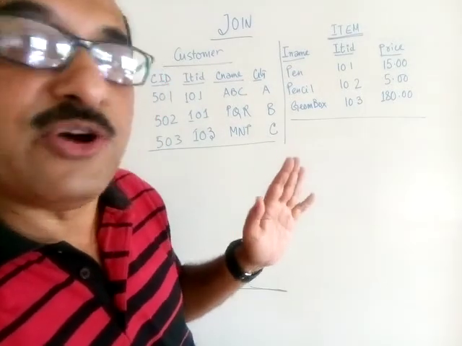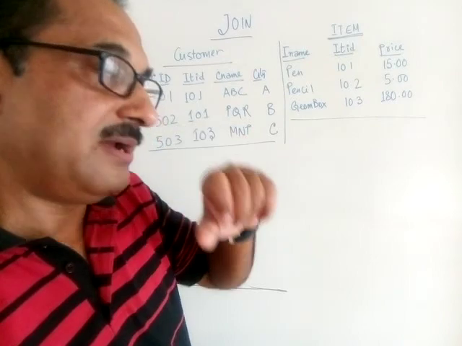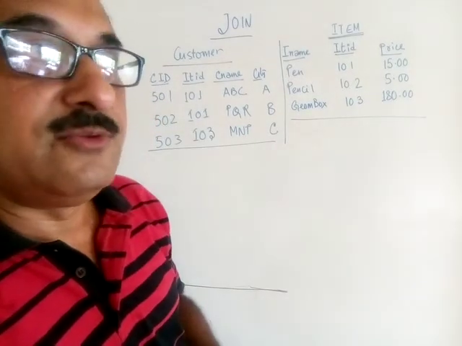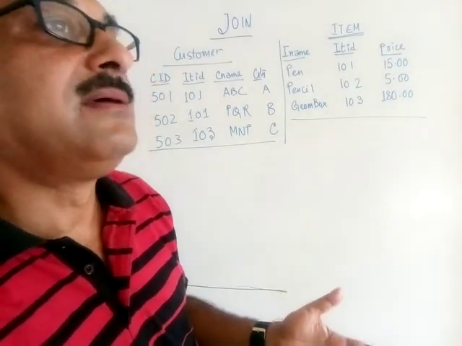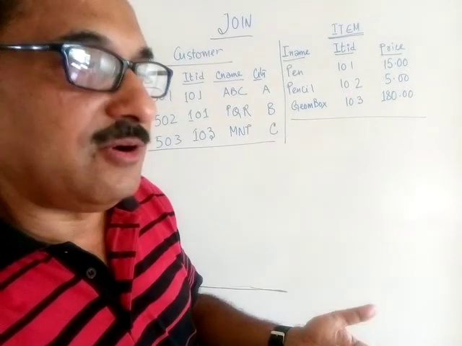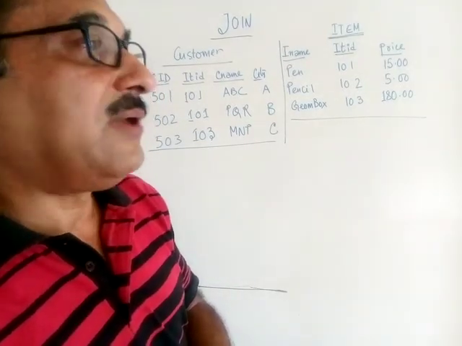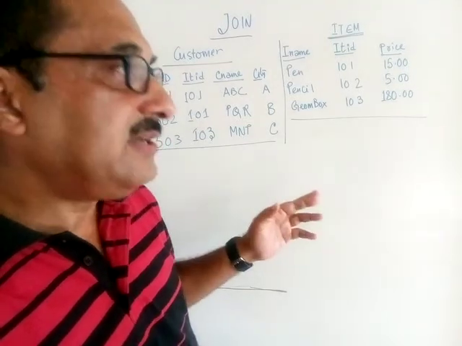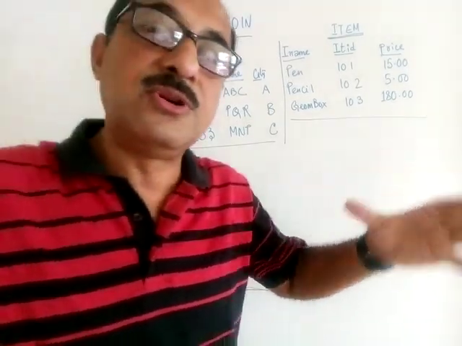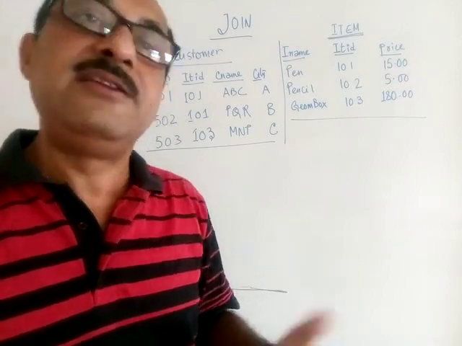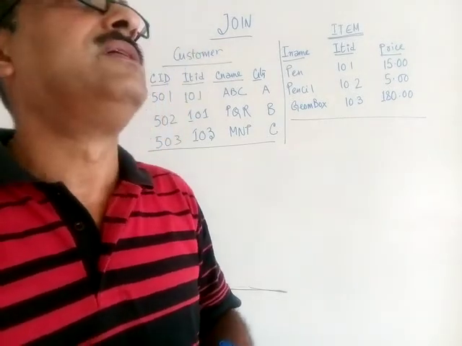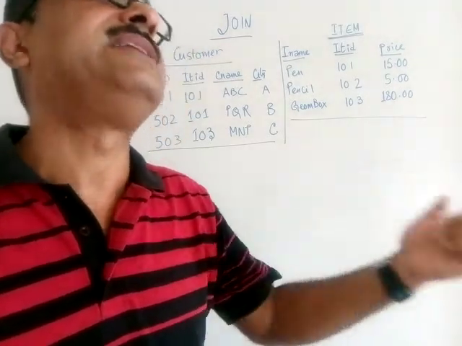First of all, what is a join? Join is nothing but a kind of query which we obtain by combining two tables or more than two tables. And when we join two or more tables, that joining can be done in different ways. So depending on that, there are different kinds of join.